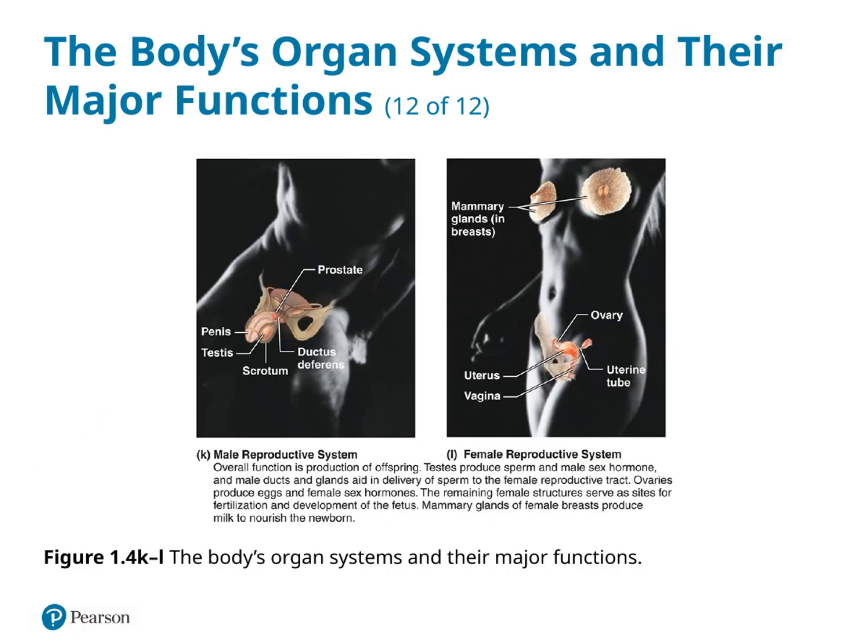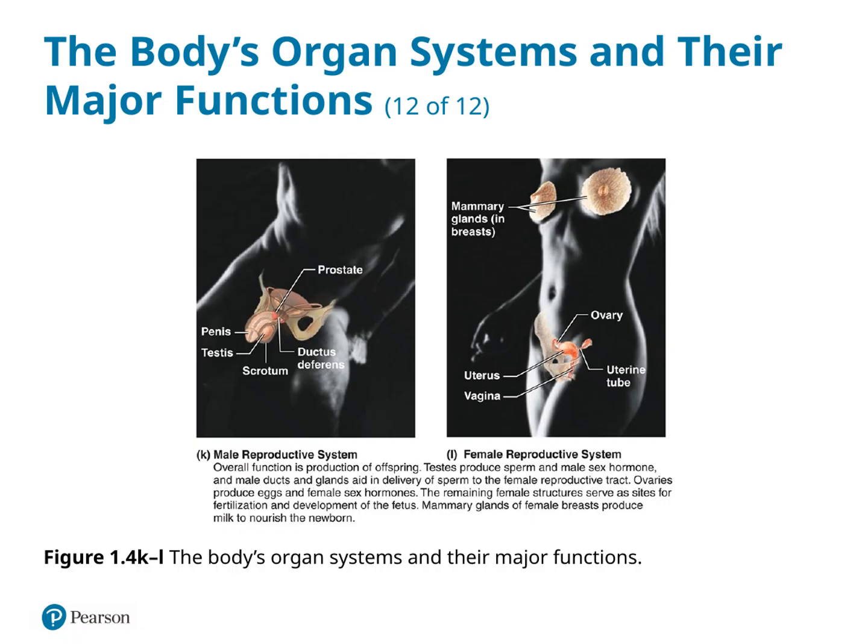The reproductive system is a specialized system for producing offspring. In the male reproductive system, the testes produce sperm and male sex hormones. Ducts and glands help transport and support sperm. Major structures shown here include the testes, penis, scrotum, ductus deferens, and the prostate gland.